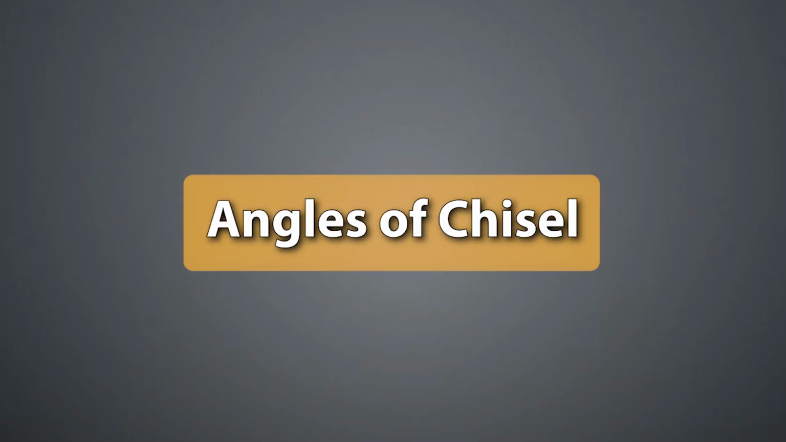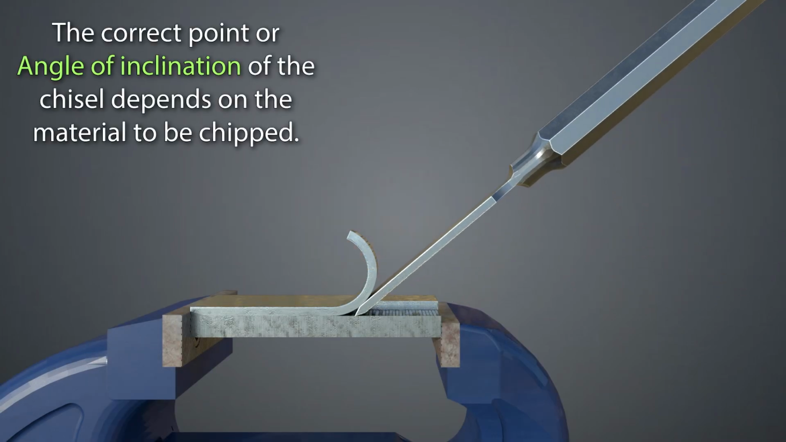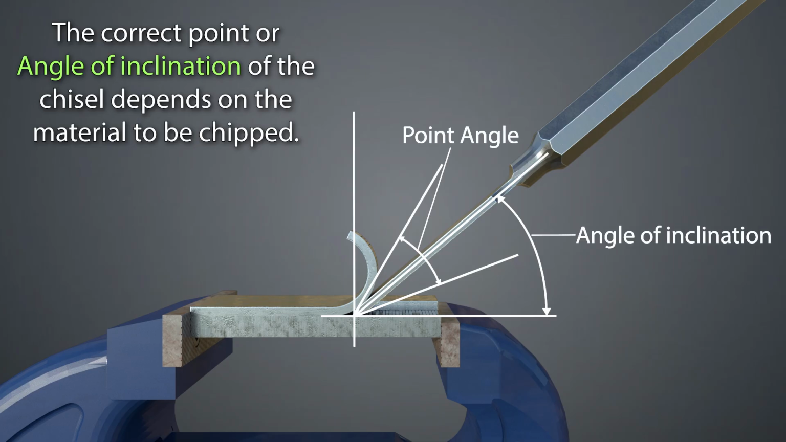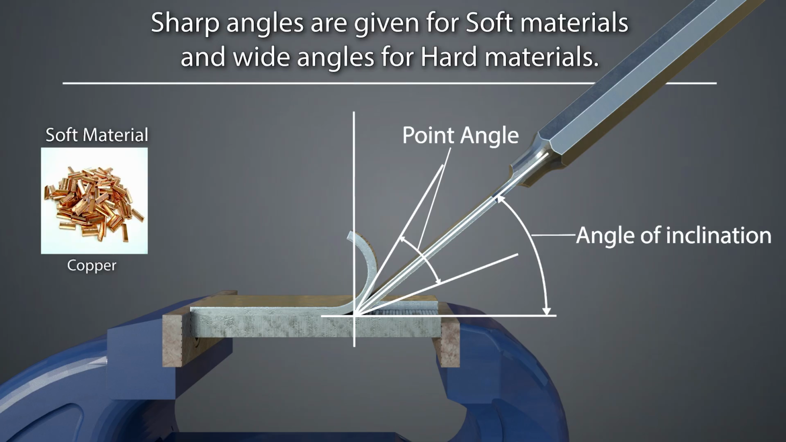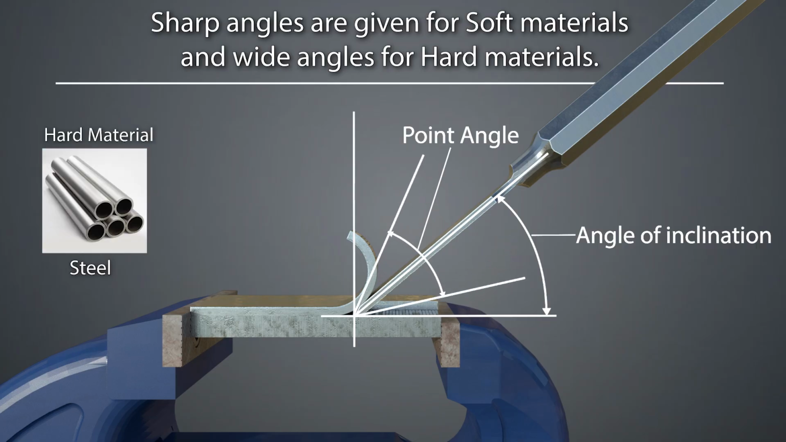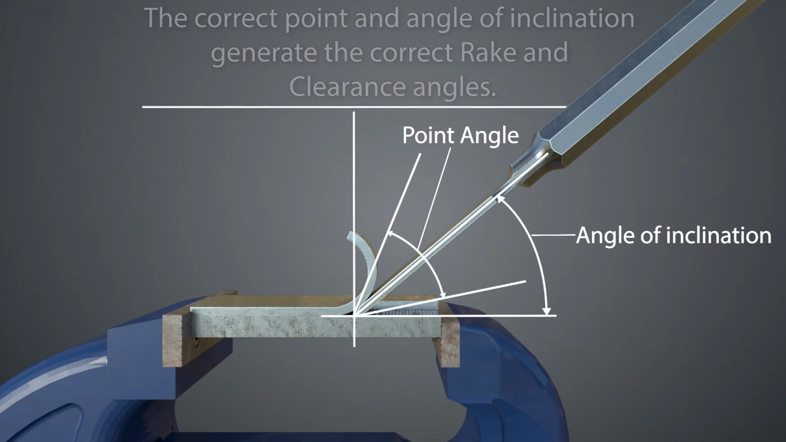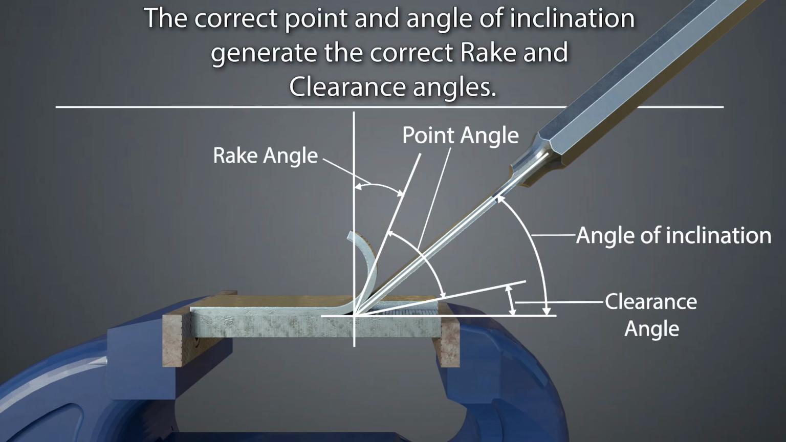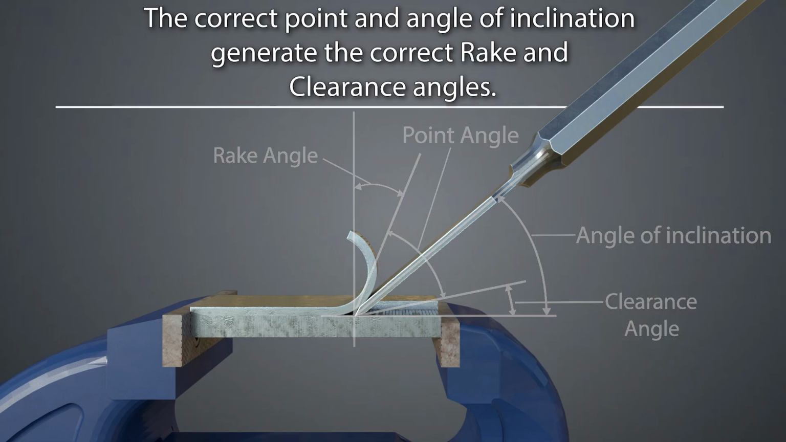Angles of chisel. The correct point or angle of inclination of the chisel depends on the material to be chipped. Therefore, sharp angles are given for soft materials and wide angles for hard materials. The correct point and inclination angle generate the right rake and clearance angles.